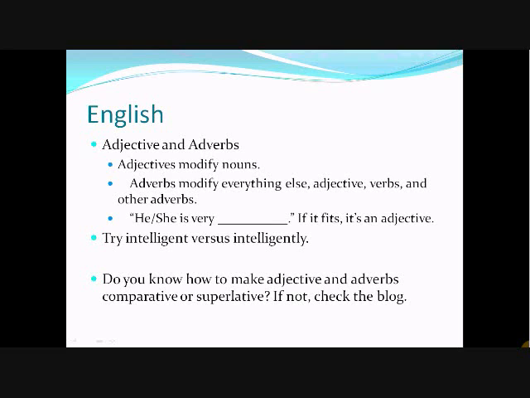For instance, intelligent versus intelligently. If you say he or she is very intelligent, that works, and that's an adjective. But if you try to say he or she is very intelligently, that's an adverb and not an adjective. Do you know how to make adjectives and adverbs comparative or superlative? If not, check the blog.